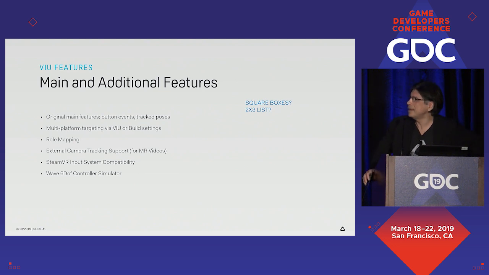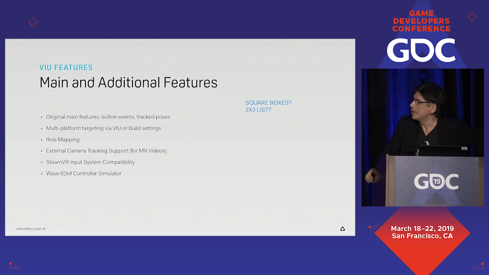So this is the set of features, and this is growing. Initially, the main features we were interested in were getting the button events and getting the tracking info, the poses, from the tracked devices. Essentially, that's why it's called the Vive Input Utility. But it's grown to be much more than that.